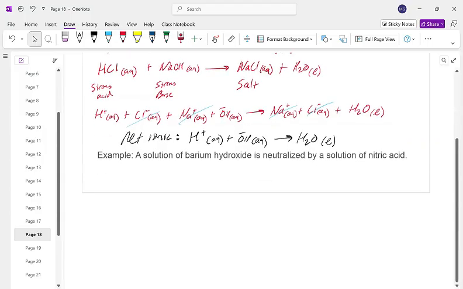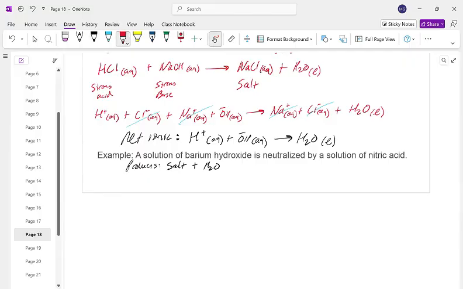All right, so let's take a look at this example. What we're going to do is draw the reaction that is being described here. So we have a solution of barium hydroxide is neutralized by a solution of nitric acid. Now you'll notice that this statement does not say what the products are. And it's assuming that you know in a neutralization reaction, your products should be a salt, an ionic compound, and water.